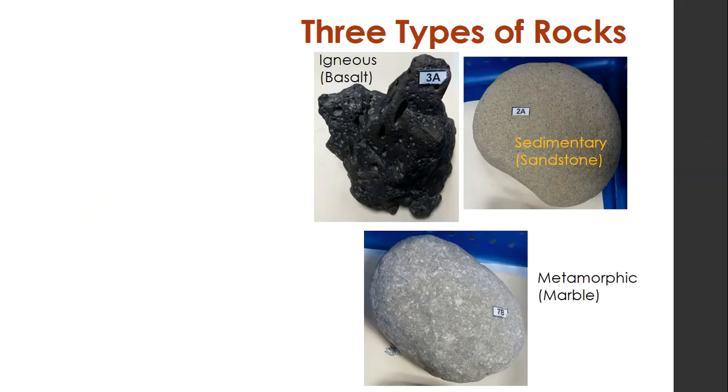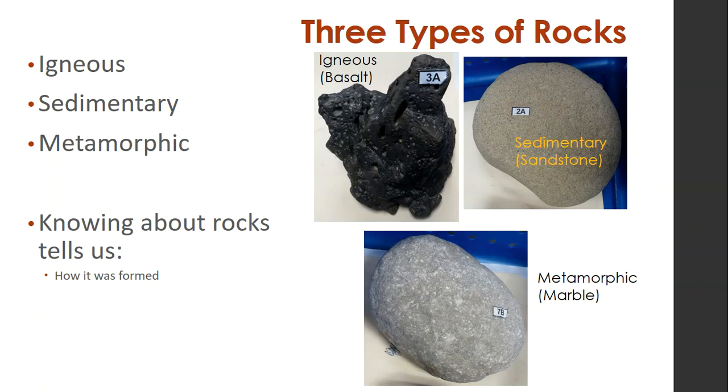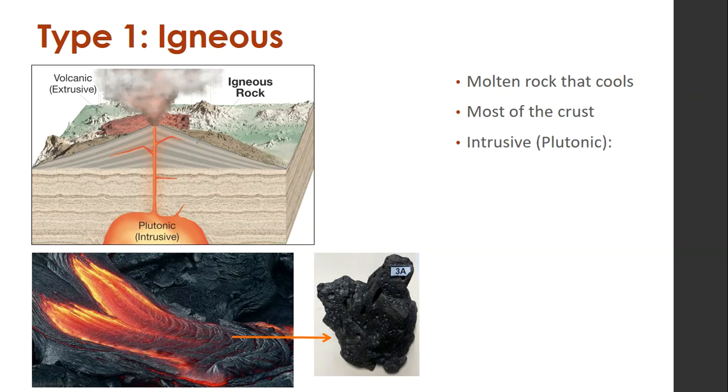So there are 3 types of rocks: igneous, sedimentary, and metamorphic. I'm going to go through each one of these and what they mean and how they're formed. Knowing about rocks tells us how it was formed, and how it will break down or weather. We're going to spend a whole chapter talking about weathering and mass wasting. The first type of rock, igneous, is molten rock that cools. That is most of the crust of our planet.